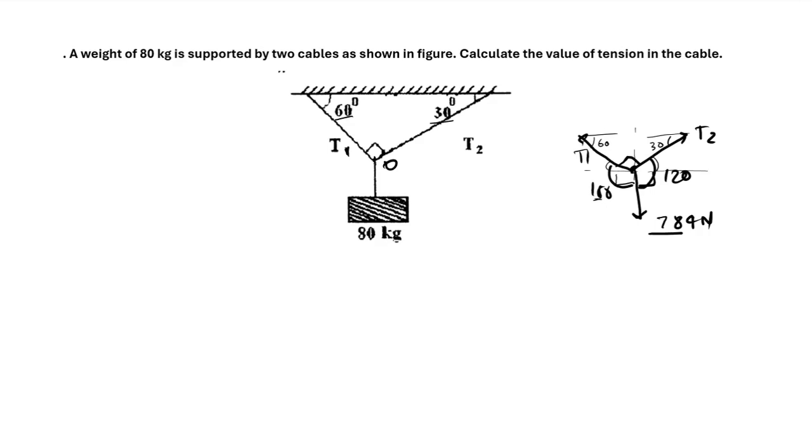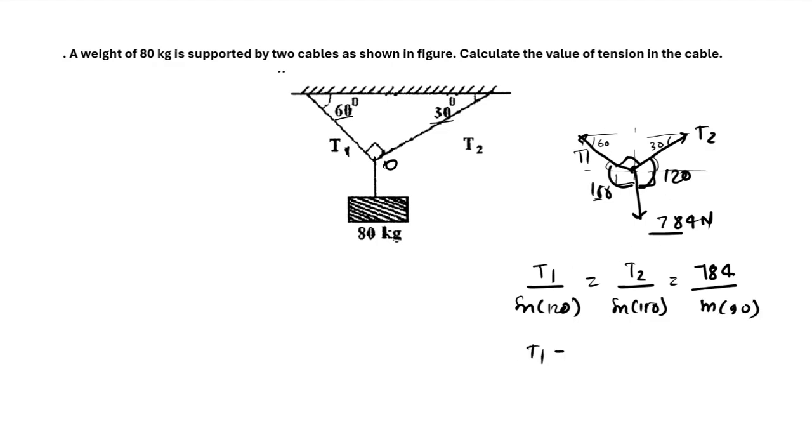Lami's theorem says that the magnitude of each force is proportional to the sine of the angle between the other two forces, such as the magnitude of T1 will be proportional to the sine of the angle between the other two forces. So the angle between T2 and 784 is nothing but 120, so T1 divided by sine of 120 will be equal to T2 divided by sine of 150, which will be equal to 784 divided by sine of 90, which is the angle between T1 and T2. So we can just calculate T1 here, which is sine of 120 into 784 divided by sine of 90. And sine of 90 is 1.